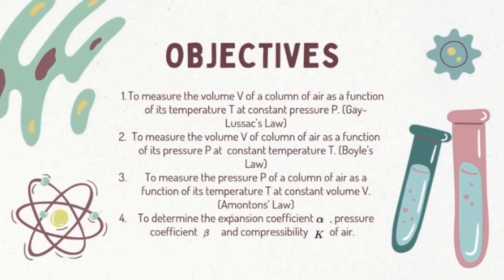The objectives: first, to measure the volume of a column of air as a function of its temperature at constant pressure, Charles's law. Second, to measure the volume of a column of air as a function of its pressure at constant temperature, Boyle's law. Third, to measure the pressure of a column of air as a function of its temperature at constant volume, Amontons's law. Last, to determine the expansion coefficient alpha, pressure coefficient beta, and compressibility K of air.